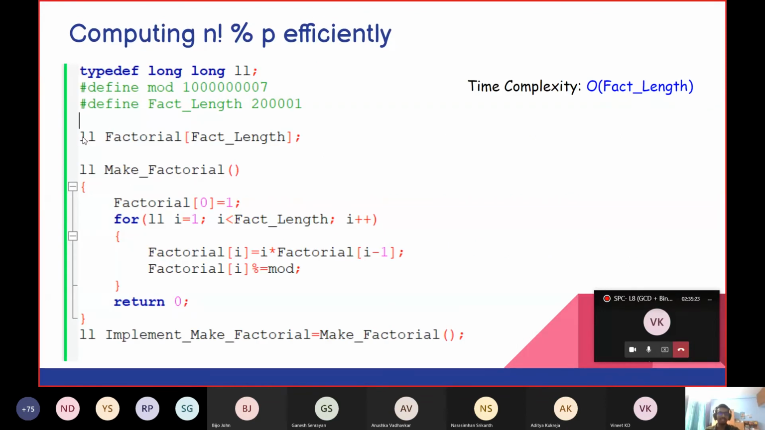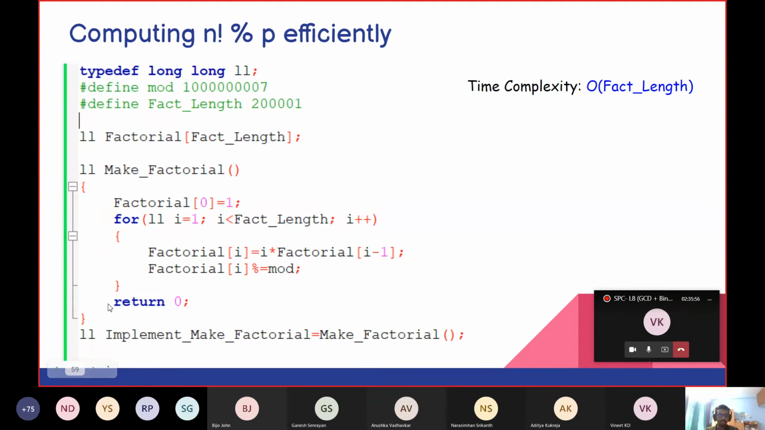So how do we do that? I will declare an array. Generally we'll be asked for factorial till 2 into 10 power 5, and I will declare an array and I'll make a function called make factorial. Factorial of 0 is 1, and then I will use the recursive idea. Factorial of i is i into factorial of i minus 1, and I'm storing percentage mod. This value is already less than 10 power 9. This value is obviously less than 10 power 9. So the product of both will be less than 10 power 18. So I can store it in my integer variable or in the long variable, and I'll take modulus to bring it to less than 10 power 9.